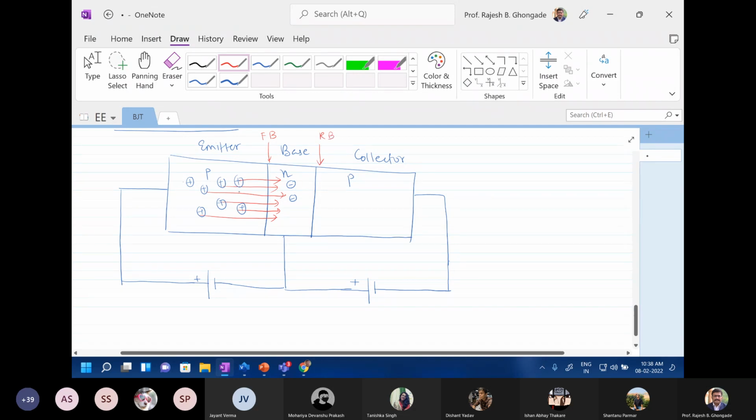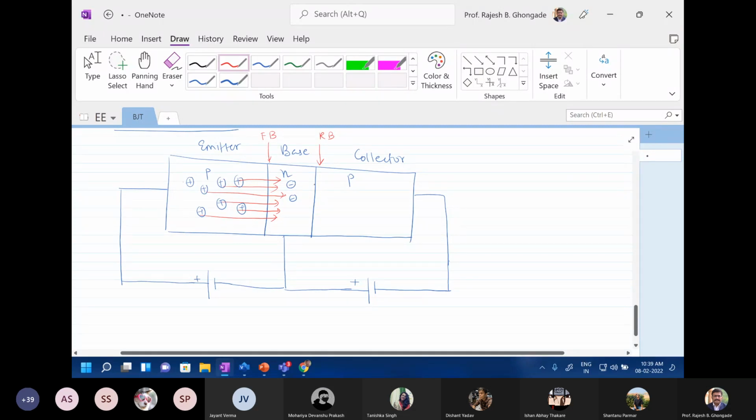So again, holes, if they come into n type base, what will they be, majority charge carriers or minority charge carriers? Minority charge carriers. They will be minority charge carriers, है ना? n type बेस, तो यहाँ पे ये होल्स हो गए minority charge carriers.